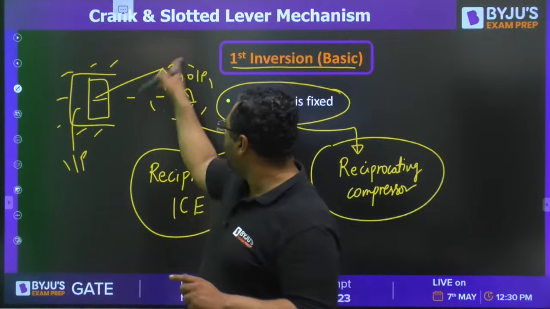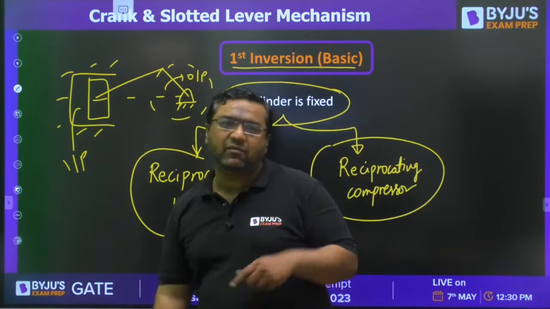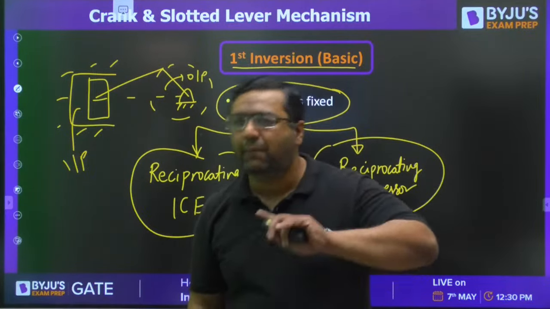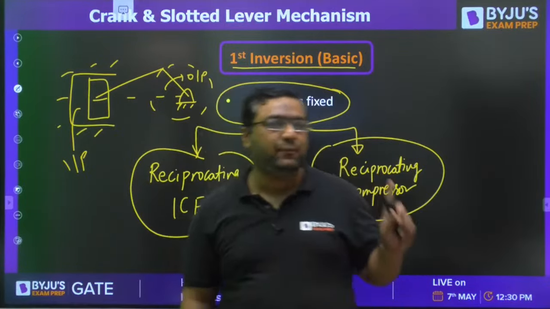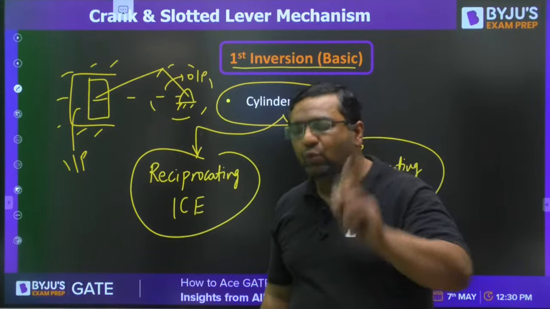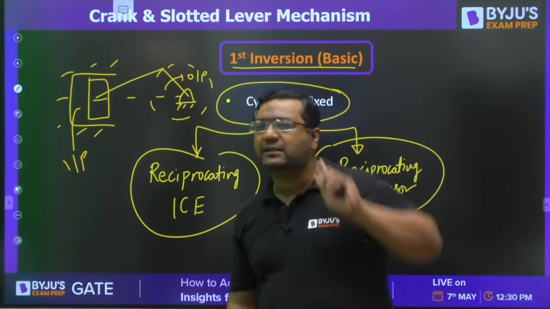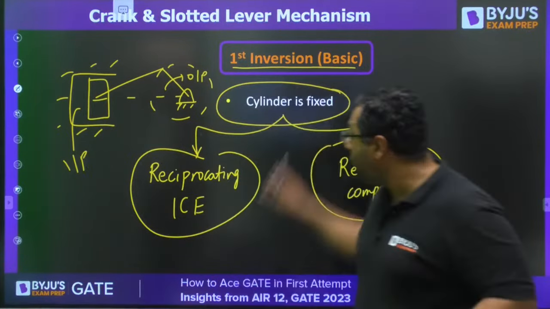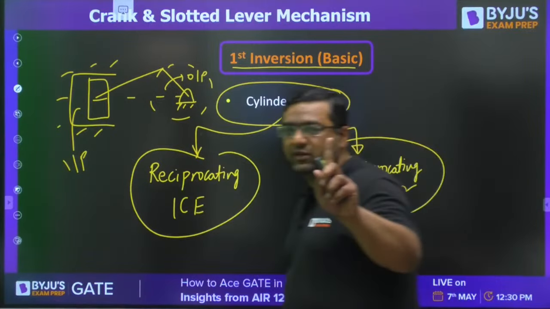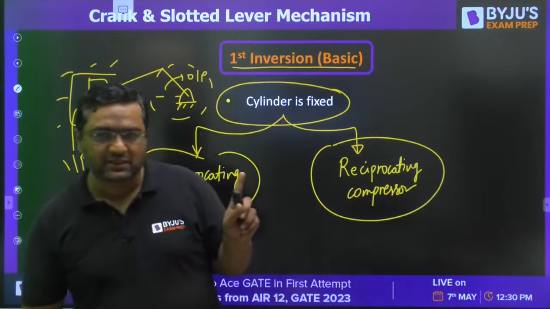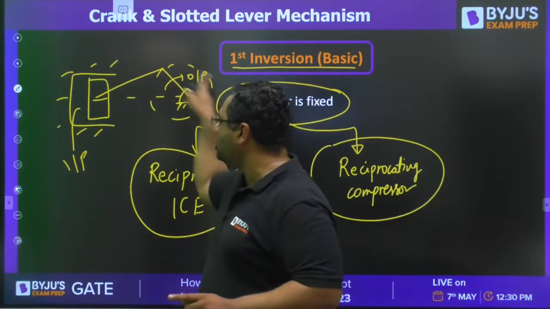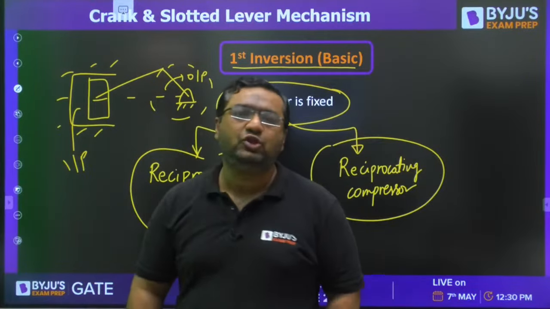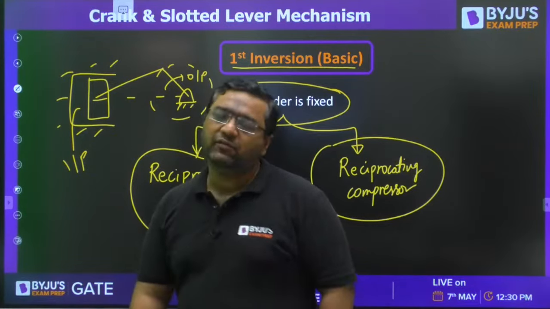But if input is on the crank and output is on the slider, we call it a reciprocating compressor. So whether you call it a reciprocating IC engine or a reciprocating compressor depends on where the input and output are, but they both come under the first inversion. They are not different inversions. They are the same because the relative motion is reciprocation here and rotation there. Until the relative motion changes, the inversion remains the same.